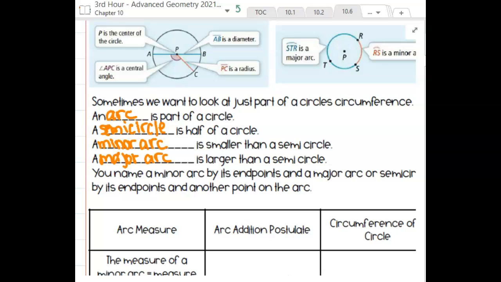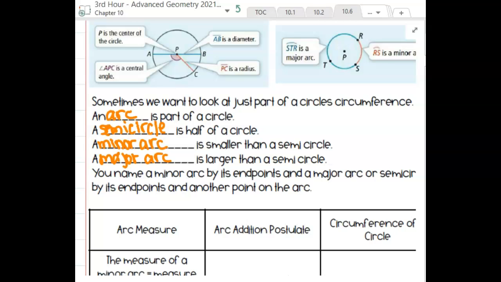To name a minor arc, you're going to name it similar to how you would name a segment. For example, in this picture, this red part of the circle, that red arc there, is a minor arc, because it's less than half of the circle. To name a minor arc, you just use the endpoints. The endpoints are R and S, so you would call it arc RS.